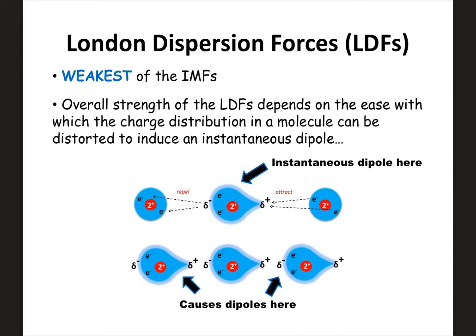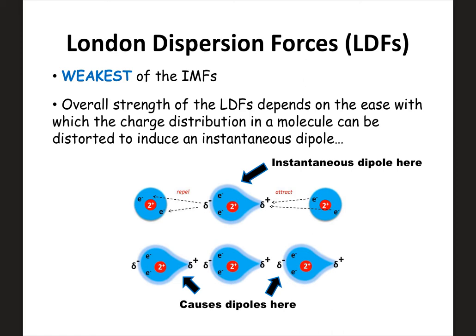But the overall strength of these LDFs depends on how easily these molecules can actually form this instantaneous dipole. And we're going to look at that here on the next slide. You'll see that some are able to form this instantaneous dipole a little bit more and then cause stronger LDFs here. So if you look at this picture, due to random collisions, there's an instantaneous dipole forming in this molecule. More of the electrons shift to the left side. Well, that causes dipoles then to form in the neighboring molecules.